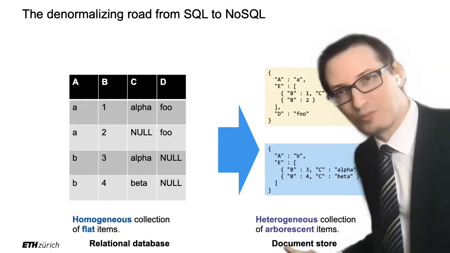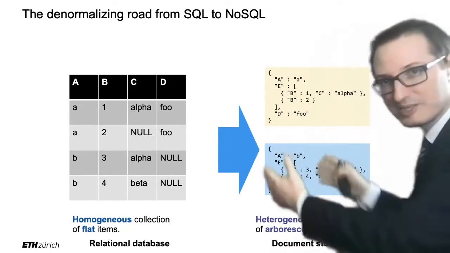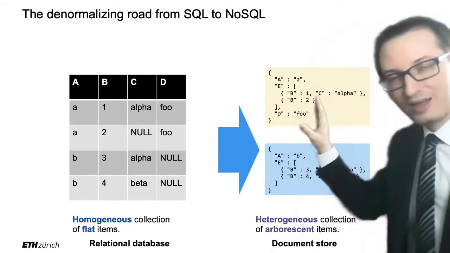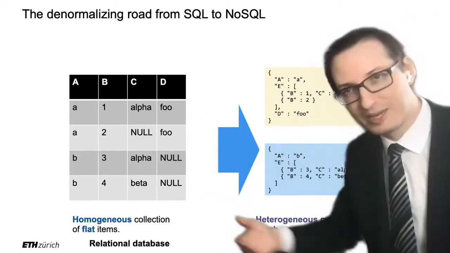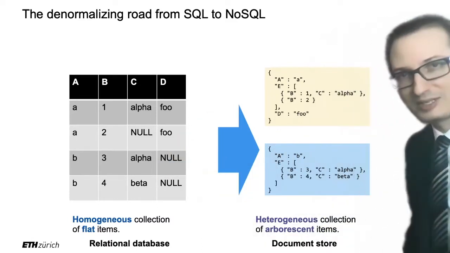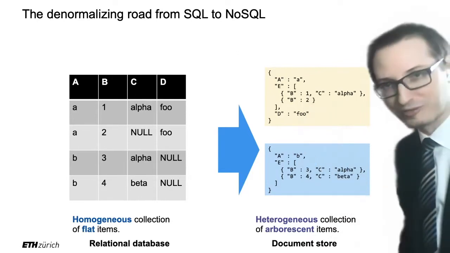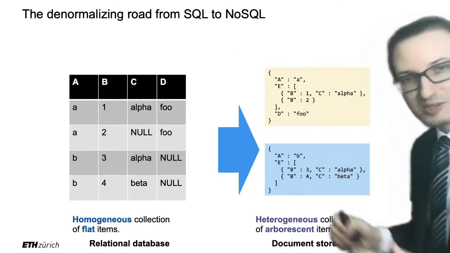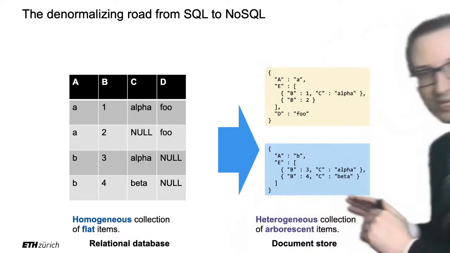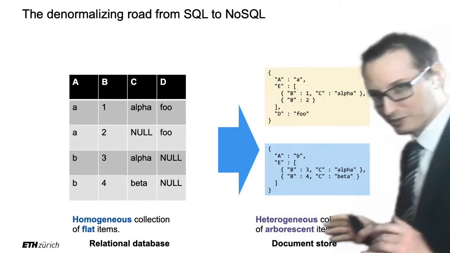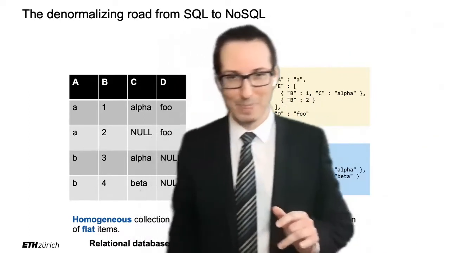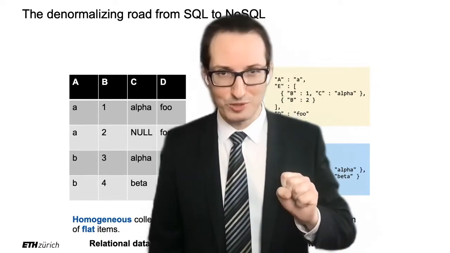Arborescent is just a fancy term for tree-like, because these are actually the trees that I told you about. If you don't see the trees yet, don't worry, you'll see them in 2 weeks, because I have an entire lecture on how we actually build the trees out of that. All right? So this is how we go from relational databases to what can be called document stores. Any questions so far? Everybody's following?